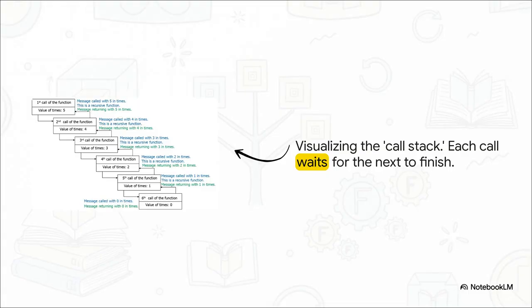So what's actually happening inside the computer's memory? Well, this diagram shows something called the call stack, and honestly, you can think of it like falling down a rabbit hole. The first function call has to wait for the second one to finish, and the second one has to wait for the third, all the way down until you hit the bottom, the base case. Only then can they all start returning, one by one back up the chain.